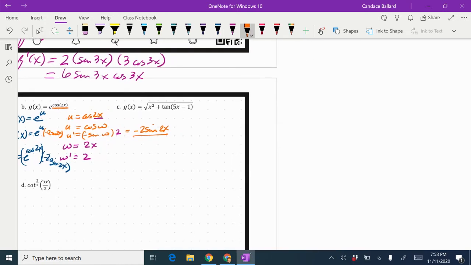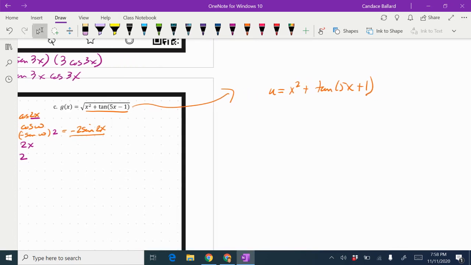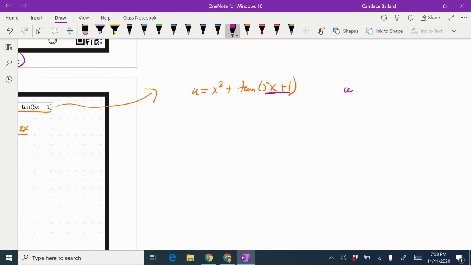All right, I'm going to do it again here. I'm going to move some of my work off to the side. I'm noticing my u is this big mess in here. So u equals x squared plus tangent of 5x plus 1. I do notice that there is some more u action going on here, so I'm going to underline that in this purpley color, and I'm going to call it w. So w equals 5x plus 1, which means that w prime equals 5.